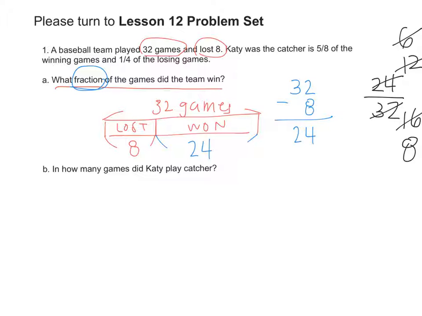6 divided by 2 is? 3. And 8 divided by 2 is? 4. So my new fraction, what fraction of the games did they win? 3/4. 3/4 of the games. Very good. Now it asks, in how many games did Katie play catcher?